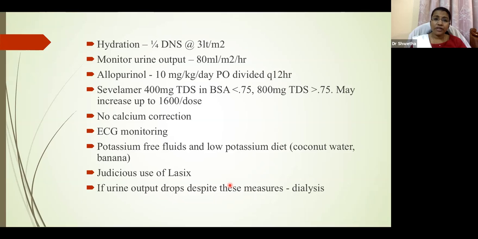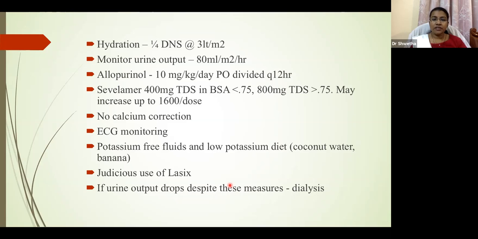So we don't go for calcium correction in a patient with TLS unless they are developing signs of hypocalcemia like tetany. So only then do we go for calcium correction, and then again a very measured, very slow correction is given. ECG monitoring is definitely recommended, because these patients are also at high risk of developing hyperkalemia and its problems. Potassium-free fluids and low potassium diet should be advised.